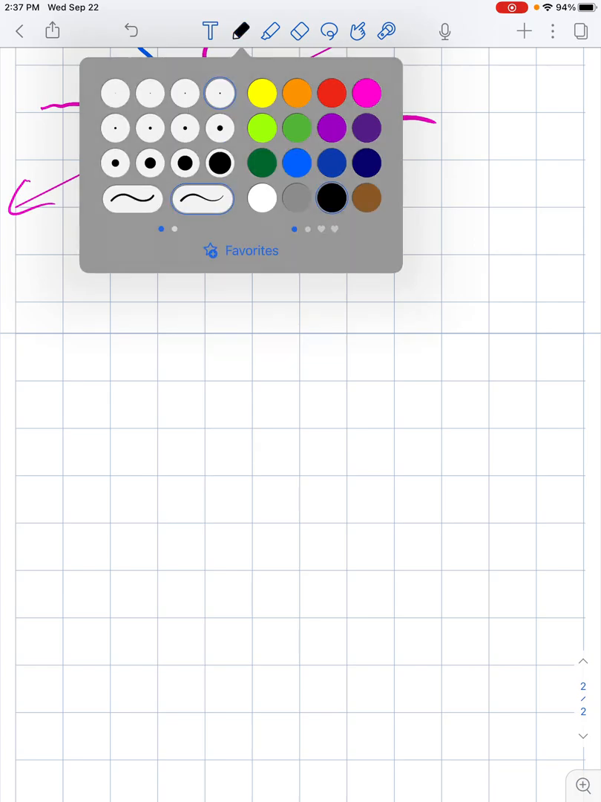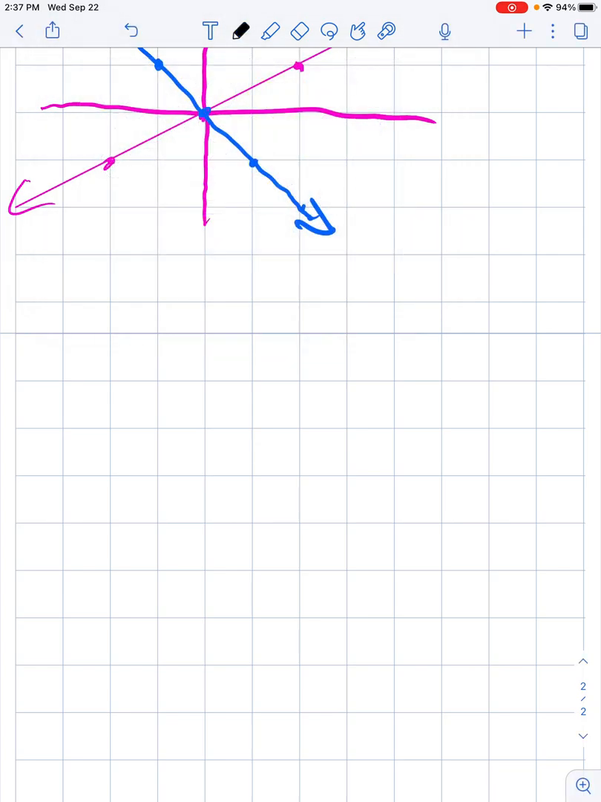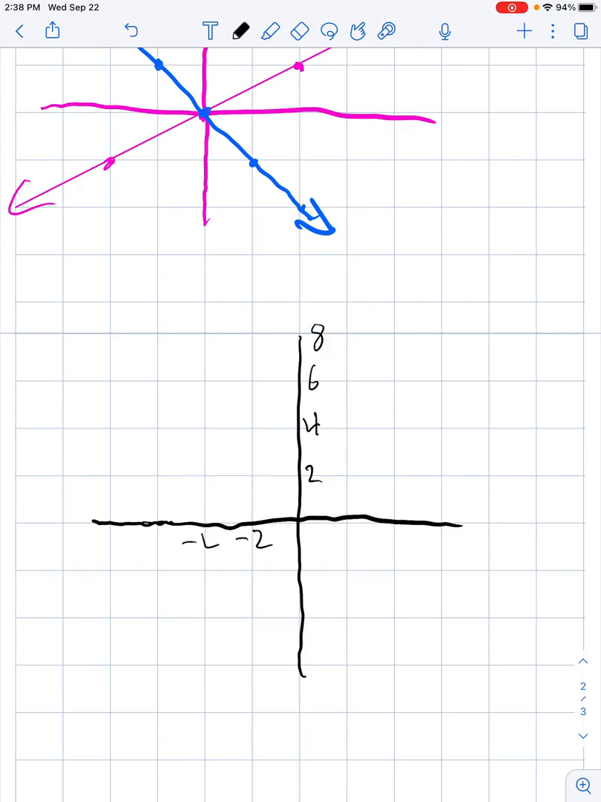So let's assume that we get a graph, and the question is, write and graph a direct variation equation that has -4, 8 as a solution. So I'm going to say, all right, I got a graph, -4, 8. I'm going to count by 2's, 2, 4, 6, 8, -2, -4, -6. So -4, 8 is up here. And then it's going to go through 0 as well. So again, my line's going to look something like this.